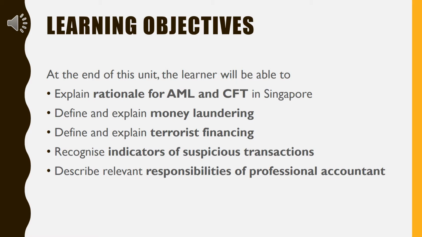At the end of this unit, you will be able to explain the rationale for the legislative framework on anti-money laundering and countering the financing of terrorism in Singapore. Define money laundering, explain why it takes place and how it happens. Define terrorist financing and explain why it takes place. Recognize indicators of suspicious transactions. And describe responsibilities of the professional accountant with respect to suspicious transactions.